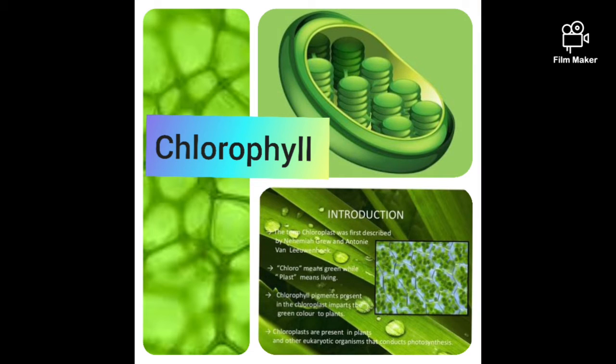Chlorophyll. Chlorophyll is a green pigment present in the cell organelle called chloroplast. Chlorophyll is present mostly in green leaves of the plants. Chlorophyll traps the solar energy. The energy is used to synthesize food from carbon dioxide and water during the process of photosynthesis.